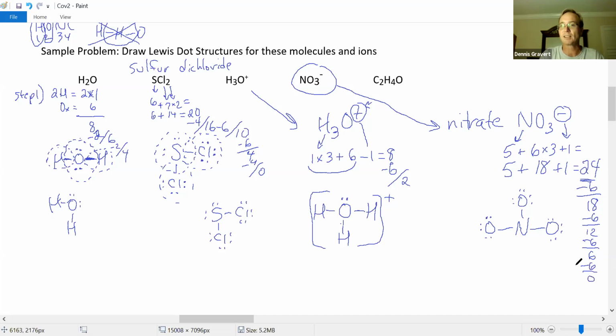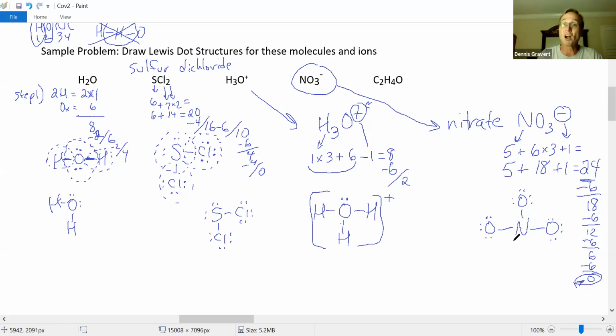Am I done? Do I get full credit for this? No, check the octet rule. Ugh. The oxygens all have 8, but nitrogen doesn't. Nitrogen's only looking at 3 bonds, or 6 electrons, right? 1 line is 2 dots. Well, I don't have any more electrons. It could really use a lone pair. Sorry, there are no more electrons. No lone pair for you.